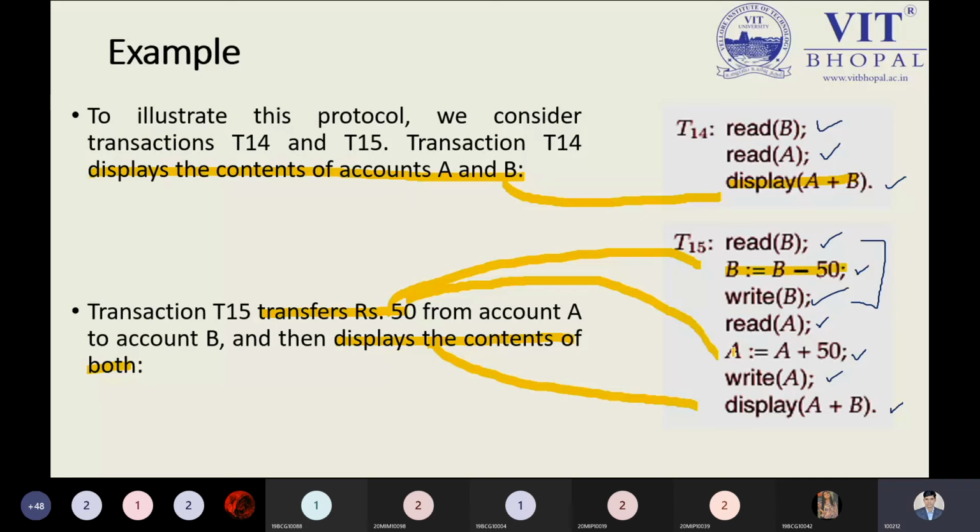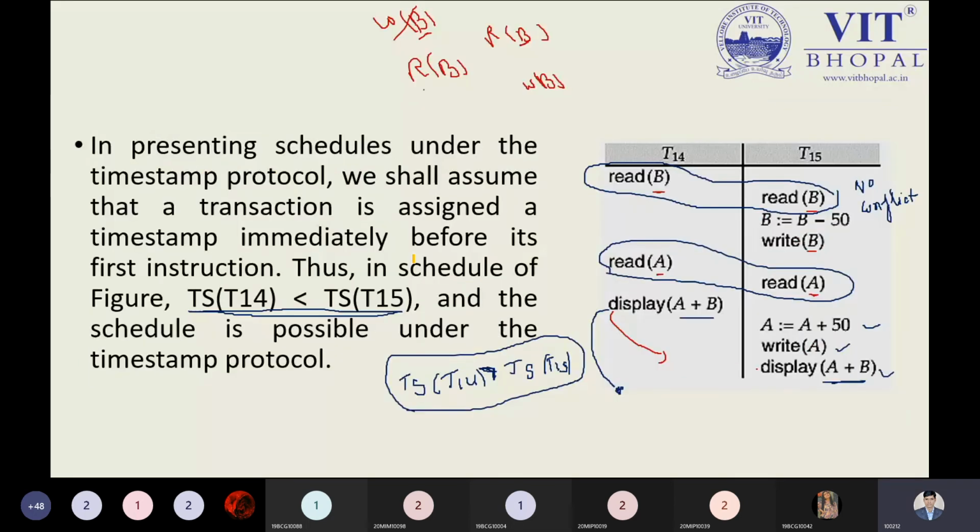Now, let us understand what is going on over here. In the presented schedules, we are under the timestamp protocol, so we are not following the lock-based protocol right now. If you're talking about the locking protocol, like two-phase locking, then lock and unlock will be applicable there. But in the timestamp protocol, there is no need to use them. But if you want to use them, then you can use them.